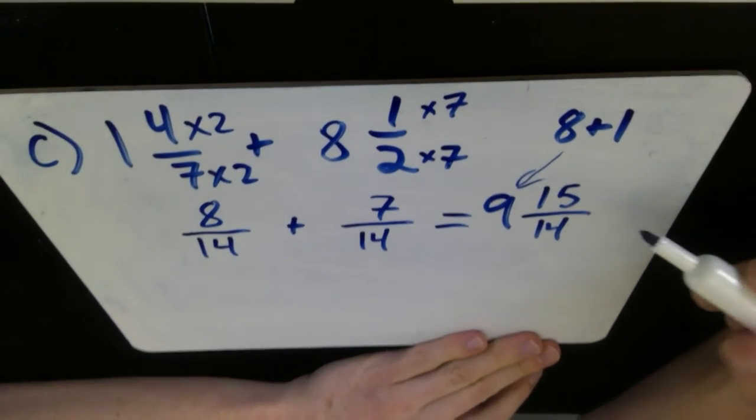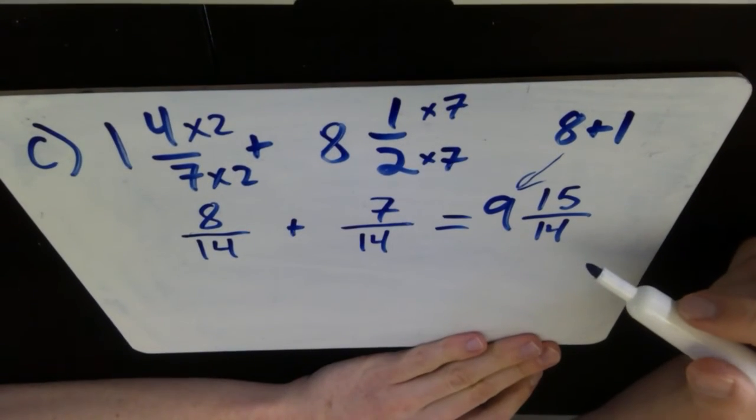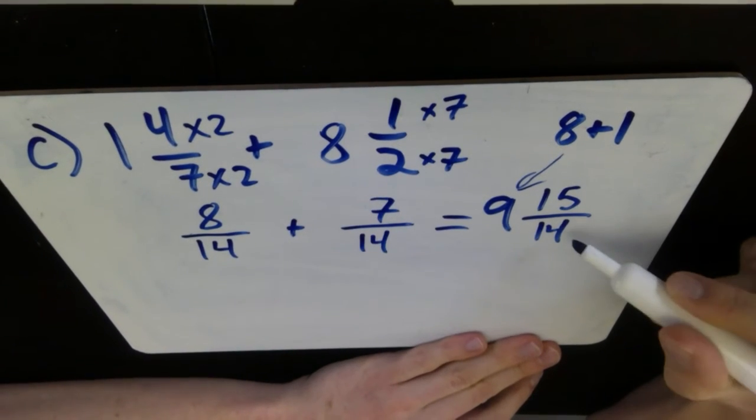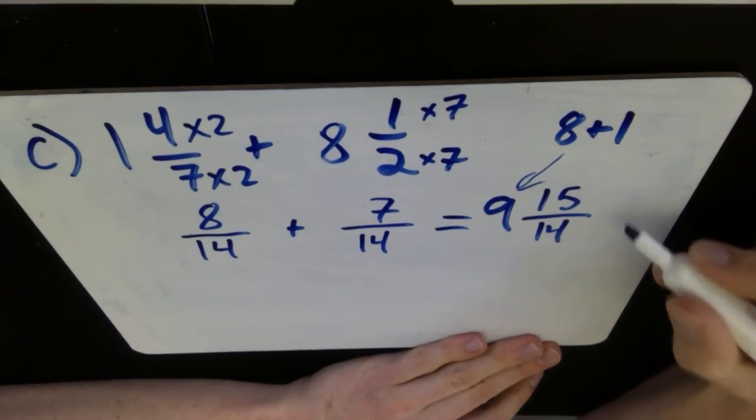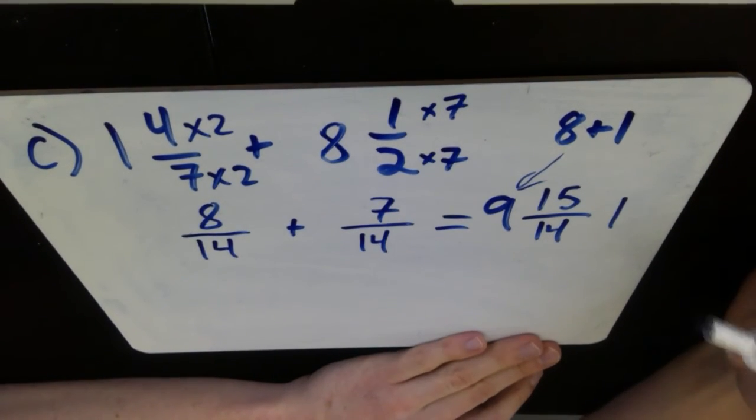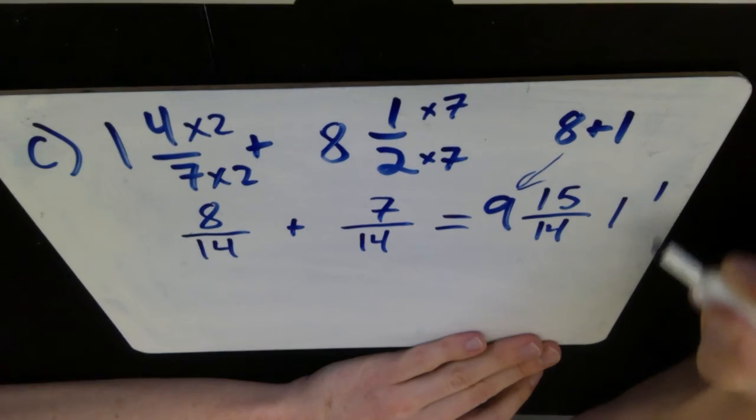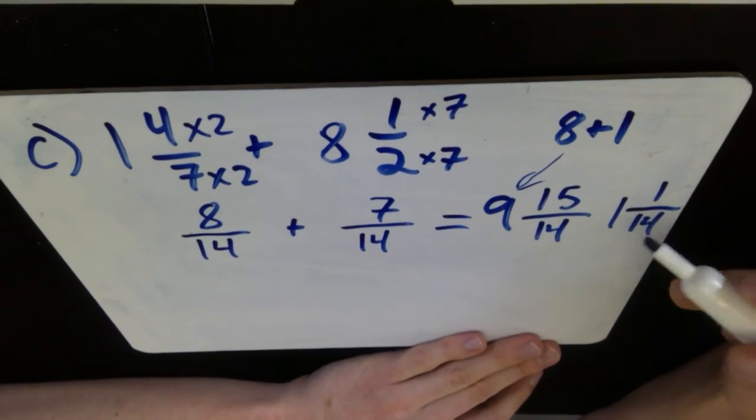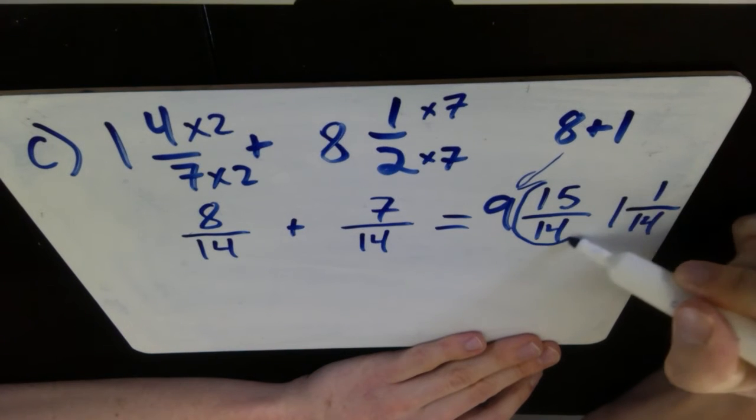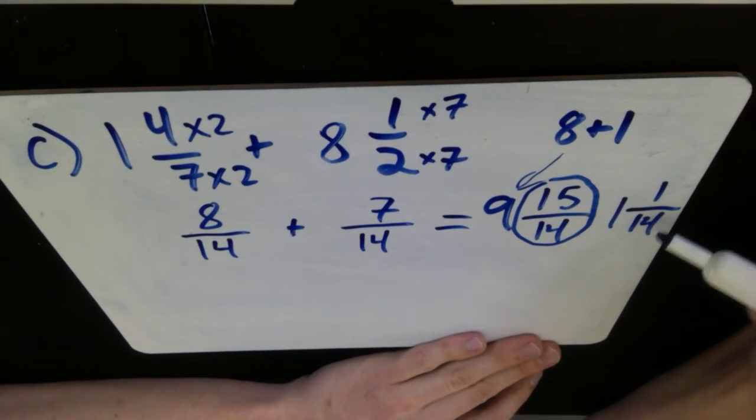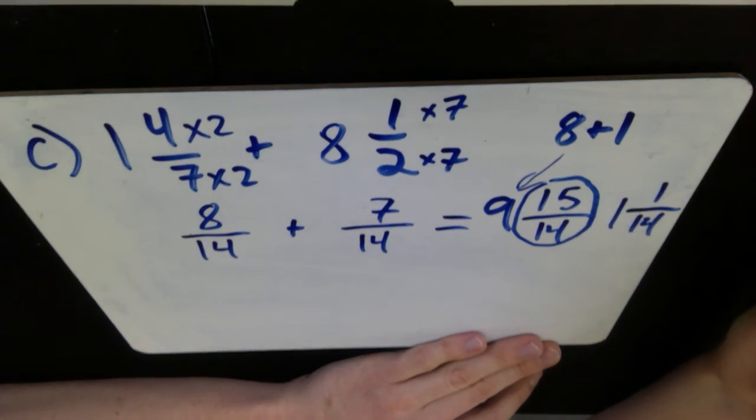So what we have to do is ask ourselves, like we did earlier in question 2, how do I change this to a mixed number? Well, 14 goes into 15 one full time. What's left over between 14 and 15 is 1. Our denominator stays the same as 14. So this right here, 15 over 14, is the same written as a mixed number, 1 and 1 over 14.